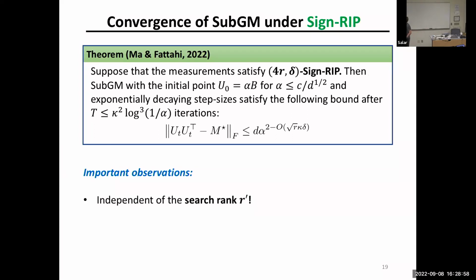Sorry, is that the outlier noise or both together or the Gaussian? Doesn't matter as long as you satisfy sign RIP. Okay, yeah, got it. So that's a good point. The second point I'm going to make is exactly that.